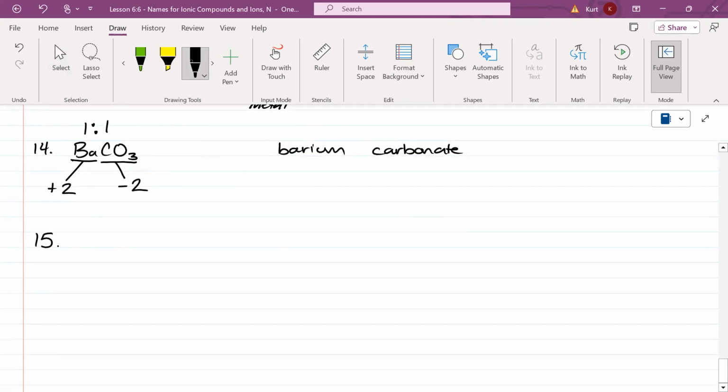Number 15, Cd(OH)2. All right. Cd is cadmium, and I believe that is a transition metal. Let me just look around, trying to find it on my periodic table. There it is. It's in group 12, so it's definitely transition. So you have to write Roman numerals. So you need to look at this.